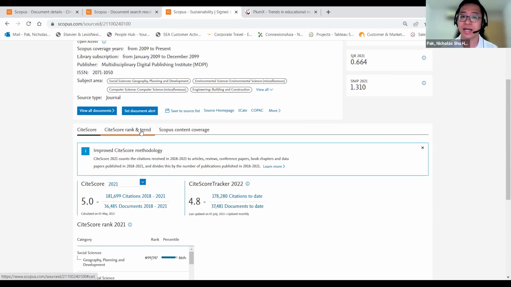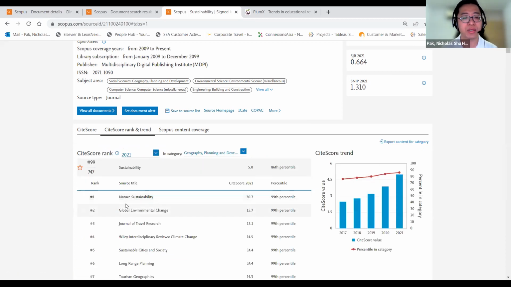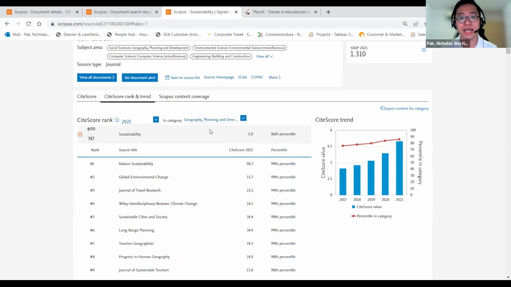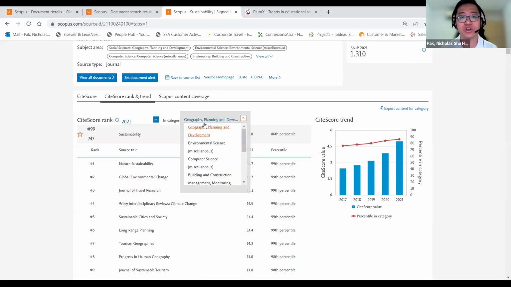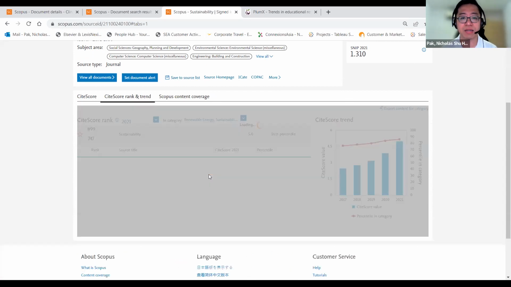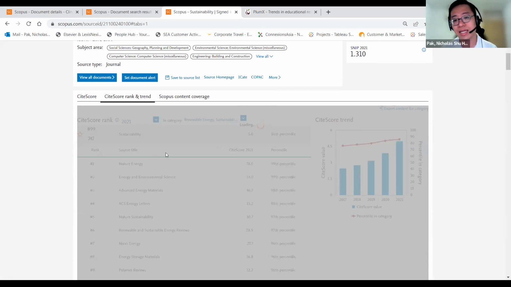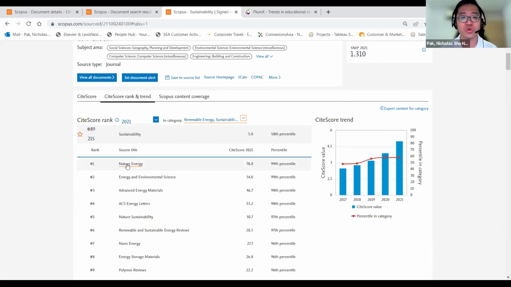Then you may want to start taking a look at the rank and score, right? So maybe if you're interested in, say, sustainability, in geography, planning and development, or any other topics, right? Let's say you're interested in renewable energy and sustainability of the environment, you can select this itself. We can browse through the other 215 journals within this category too, right?